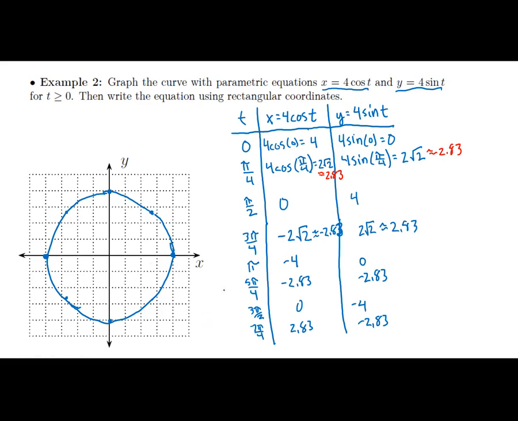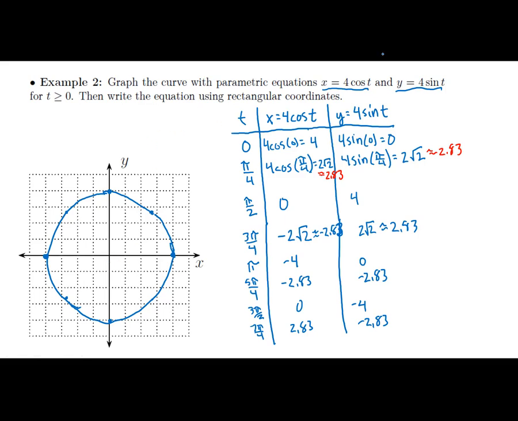All right, so is this surprising? Well, it shouldn't be, because remember that the cosine of an angle gives you the x value on the unit circle, and the sine of an angle gives you the y value on the unit circle, and multiplying by 4 should just change the radius of the circle to a radius of 4. So this is not altogether unexpected. But it does say to write this using rectangular coordinates. Now I could kind of cheat here and just say, oh, I know how to find the equation of a circle with radius 4 centered at the origin.